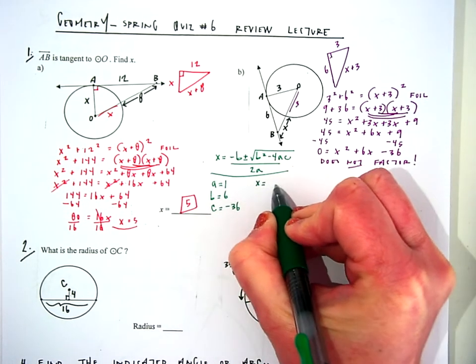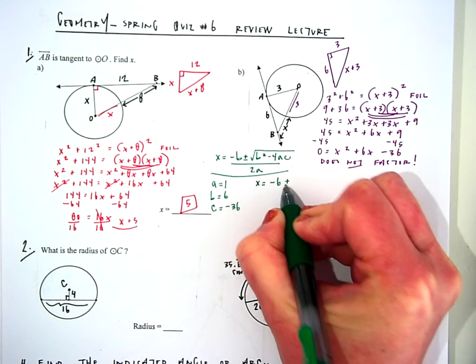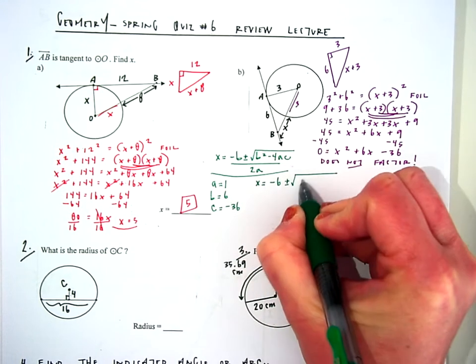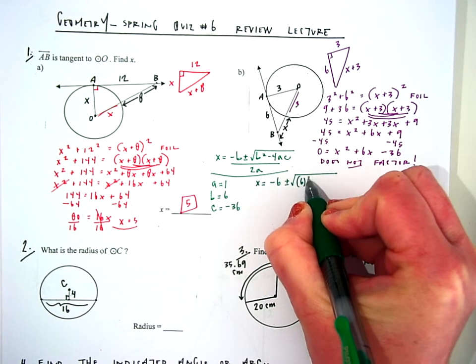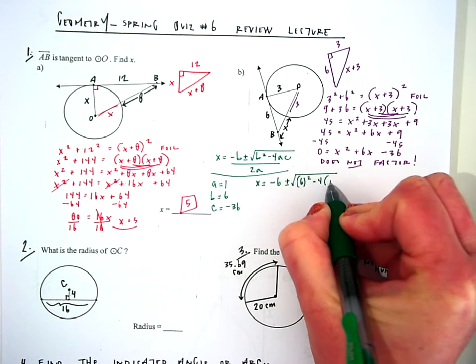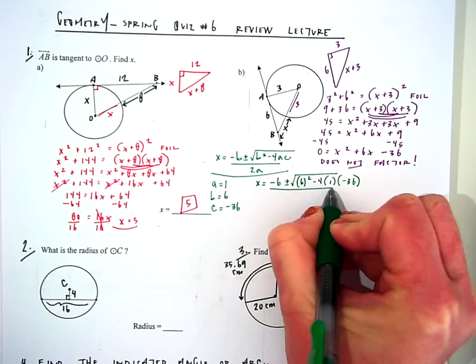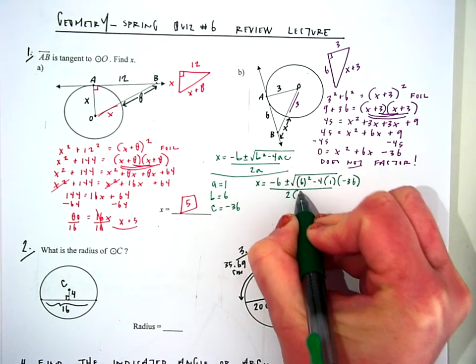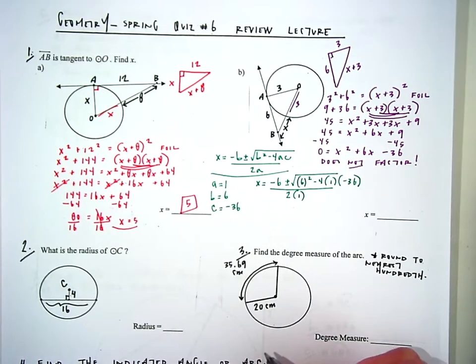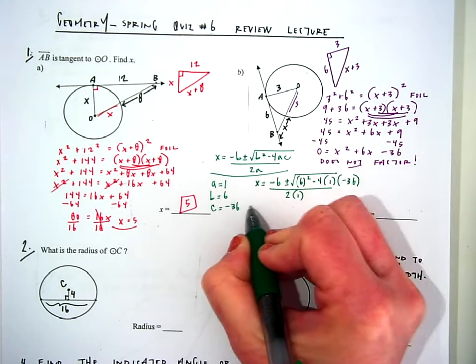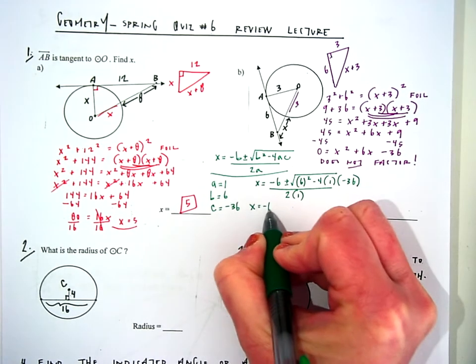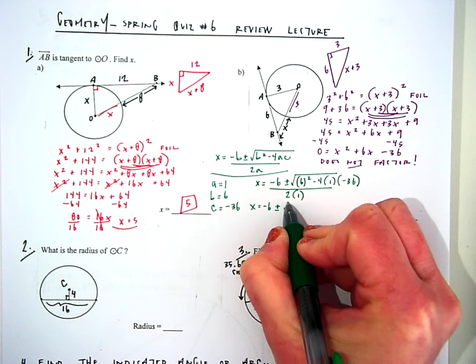So x equals negative 6 plus or minus the square root of 6 squared minus 4 times 1 times negative 36, all over 2 times 1. Okay, and then from here, I'm just going to clean it up. So I'm going to get negative 6 plus or minus the square root.